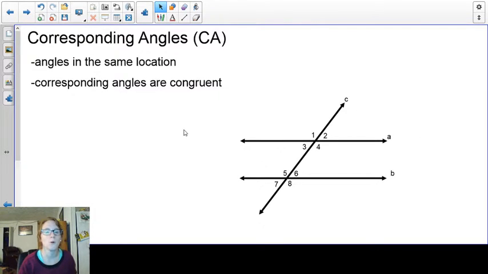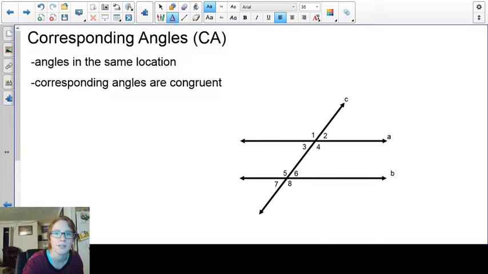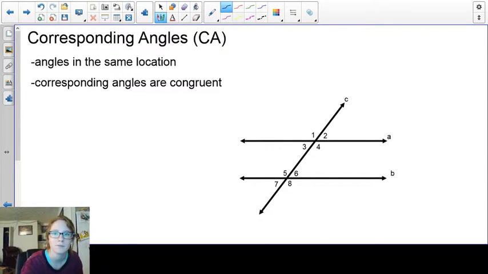So one specific type of angle created is called corresponding angles. These angles are in the same location. That means that if I were to cut this in half between my 2 parallel lines, this group of 4 would sit right on top of this group of 4. So we're going to color some angles today.